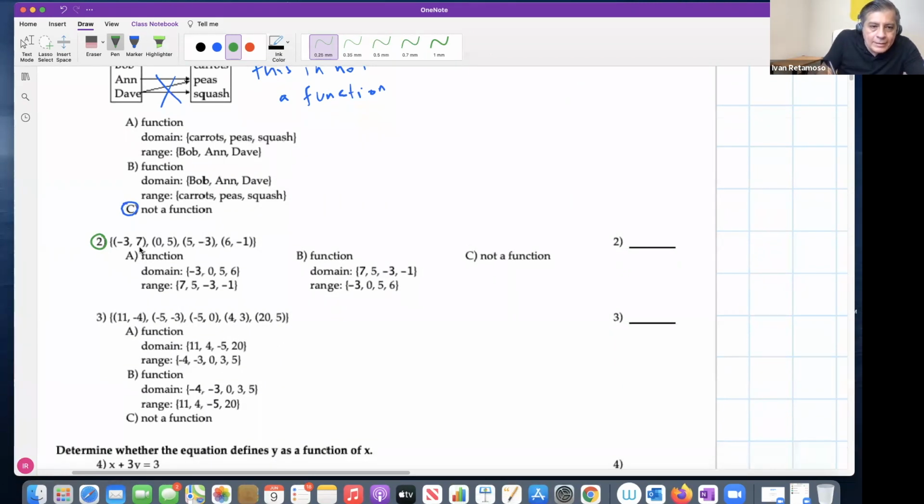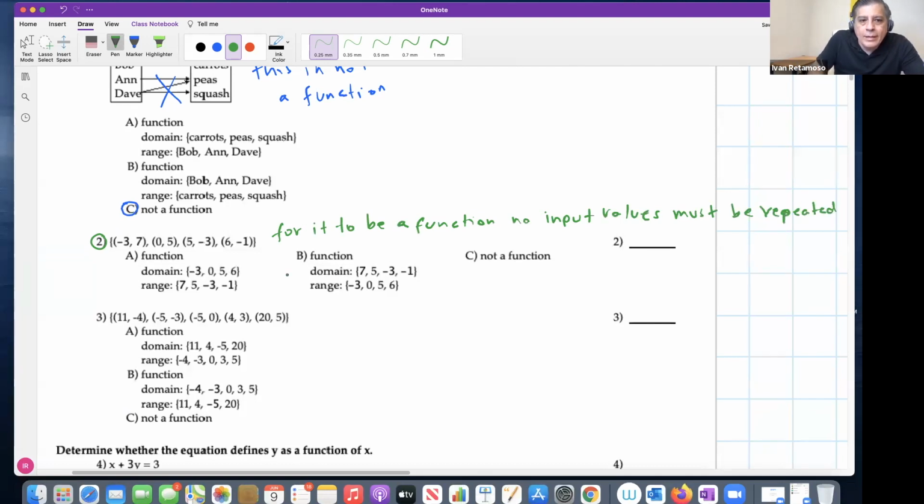They're asking you if this set of ordered pairs, which is a relation, represents a function or not. And if it's a function, specify the domain and range. Remember, for this set of ordered pairs to be a function, no input values must be repeated. We gave this hint, because if one input value is repeated, you're going to end up with this fork. So you don't want this repetition.